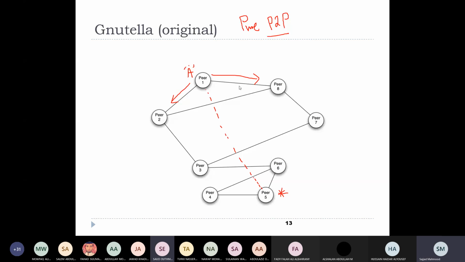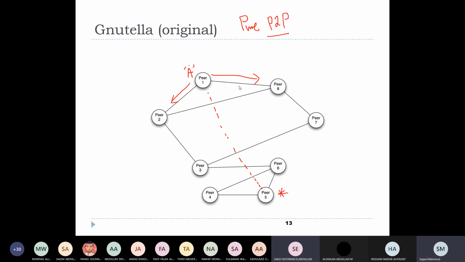Doctor, I have a question. Go ahead. Does this process happen recursively or in order or what? So I kind of lost the last part. Yeah, does it happen recursively or what? Like, at the same time, peer 1 sends a message to peer 8 and peer 2, or what?